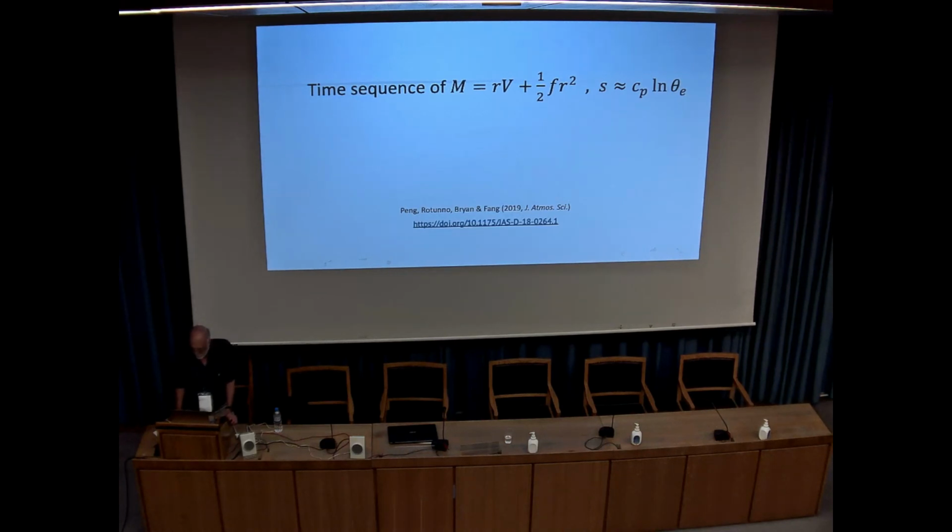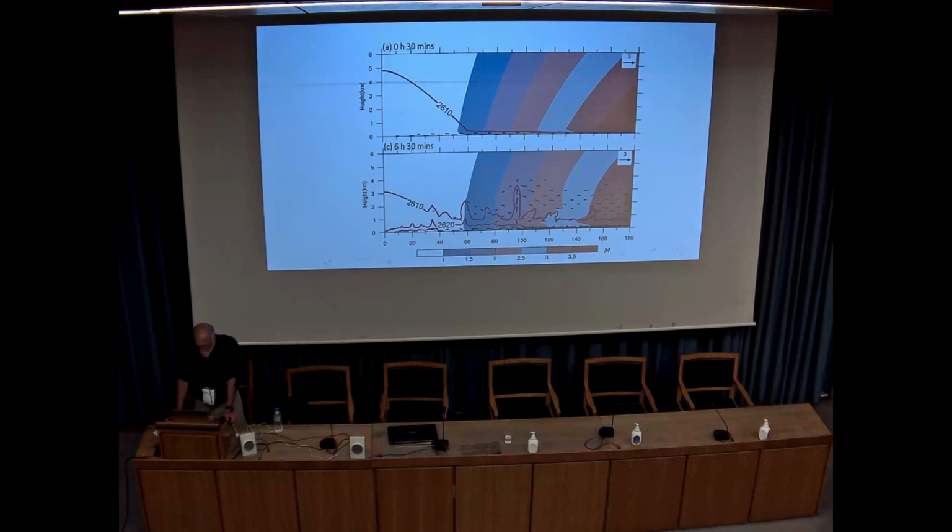So I'm going to show this, which is something for those of you who wind up working with the data set that I provide. This simulation was reported in this paper, by Peng, Rotunno, Bryan, and Fung in the Journal of the Atmospheric Sciences. And we looked at the evolution of the M surfaces and the theta E surfaces as a function of time, starting from a sort of plain vanilla type vortex.